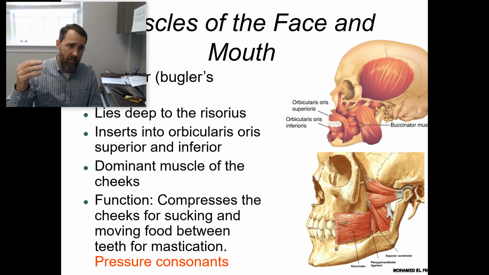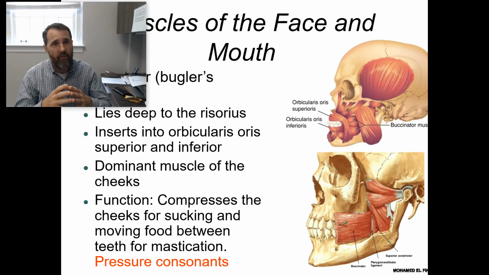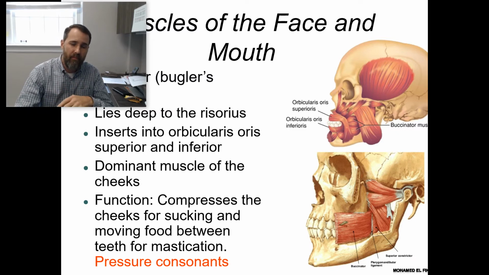So orbicularis oris circles the lips, labial compression. Risorius inserts into the corners of the mouth, so retraction of the corners of the mouth for smiling. Buccinator, compressing the cheeks for mastication purposes and for speech.